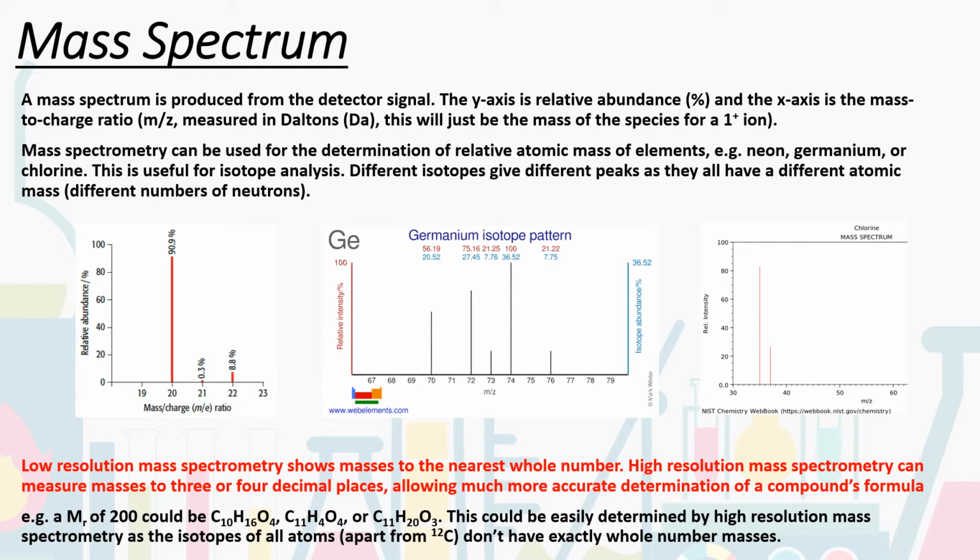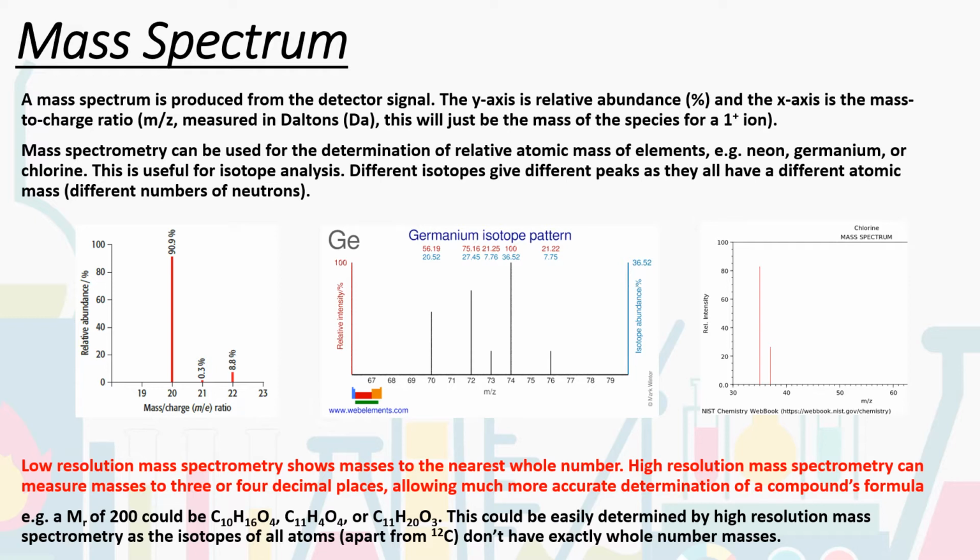And so the way that you'd work this out is simply to take whatever the mass is, so in this case 20, multiplied by the abundance of that ion. So you do the 20 multiplied by the 90.9, plus the 21 multiplied by the 0.3, plus the 22 multiplied by the 8.8, and your answer would come out to be the weighted average mass, 20.2. Some of them are much more complicated.